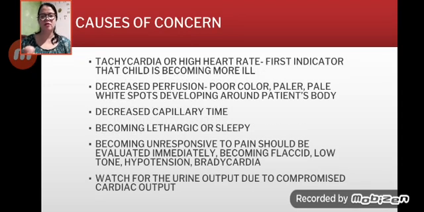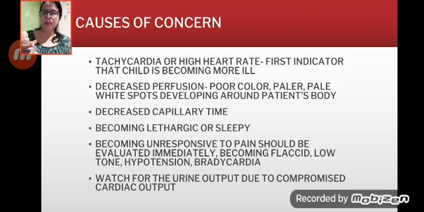So what are the causes of concern? What is our focus as nurses in checking the cardiovascular system of the child? You need to determine if there is a tachycardia or high heart rate, because this is the first indicator that the child is becoming more ill. Then decreased perfusion, so check for poor color, pale white spots developing around the patient's body. Then prolonged capillary refill time, where the normal should be less than 2 seconds. And check if the baby is lethargic or sleepy.